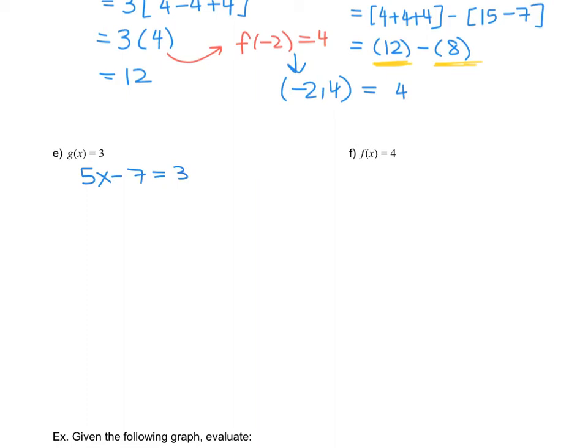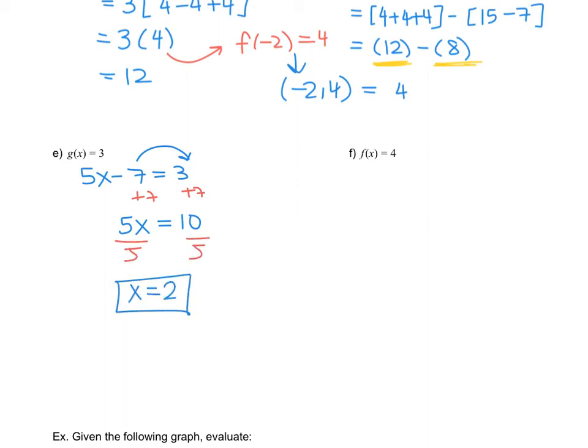And now you have a linear equation you have to solve, meaning let's bring the negative 7 over, which means you actually add 7. So 5x equals 10. And then divide both sides by 5. This is now a grade 9 skill. So x equals 2. So that means you have the coordinate 2, 3.